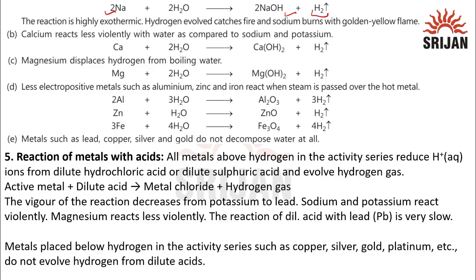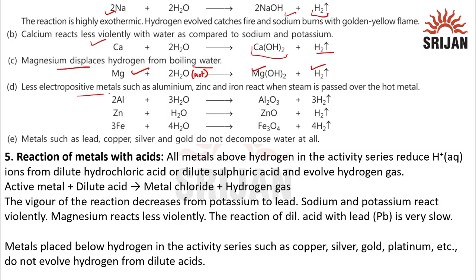Also, potassium reacts with water and forms hydrogen gas very vigorously. Calcium reacts less violently and forms calcium hydroxide and hydrogen gas, while magnesium displaces hydrogen from boiling water. That means magnesium only reacts with hot water to form magnesium hydroxide and hydrogen gas.